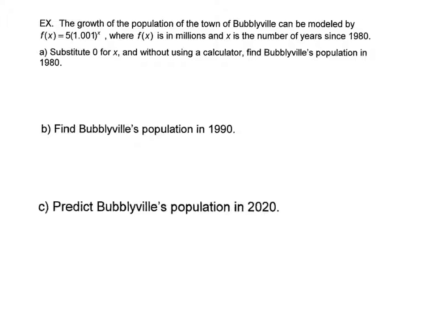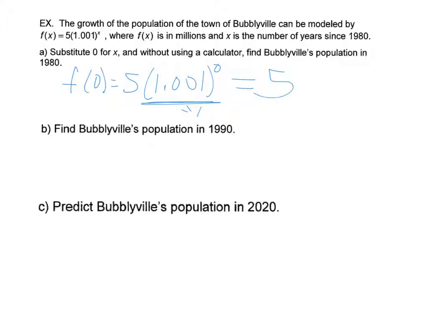So part A says substitute 0 for x, and without using a calculator, find Bubbleyville's population in 1980. So if x is 0, then it's 5 times 1.001^0. And I said just a minute ago, anything to the 0 power equals 1. So it's just 5 times 1, which is 5. Now there's not just 5 people in the town. It said that f(x) is in millions. So it's 5 million people.